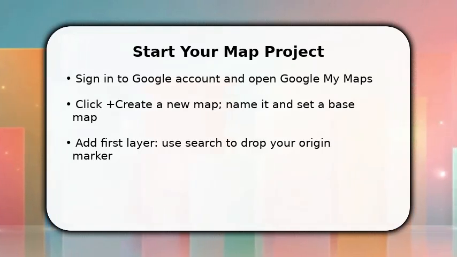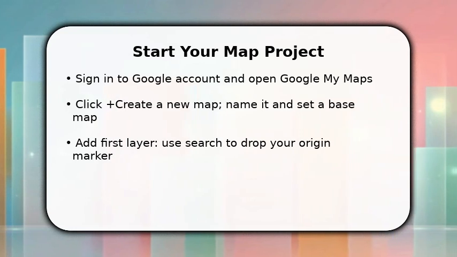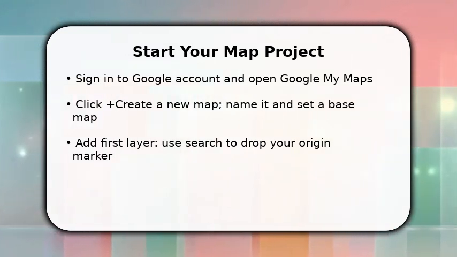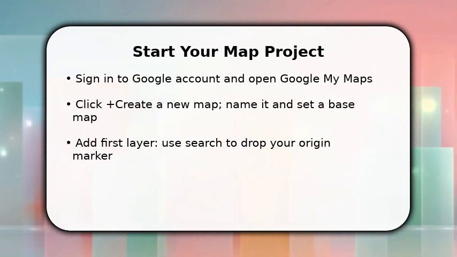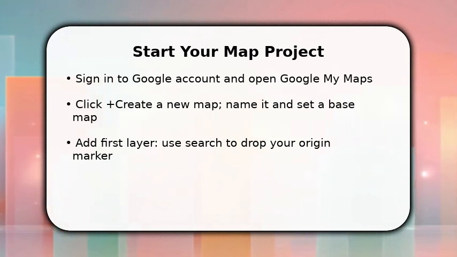You begin by signing into your Google account and opening Google My Maps. This ties the map to your account and saves edits automatically. Once done, click Create a new map, give it a clear name, and pick a base map that matches driving or walking needs. Next, add your first layer and search for your origin to drop a marker.